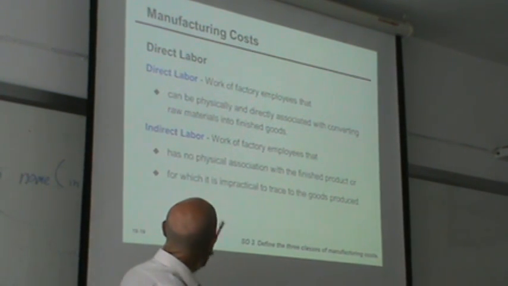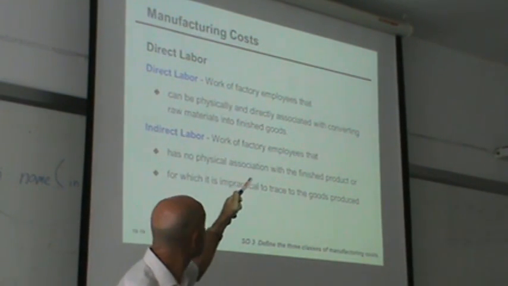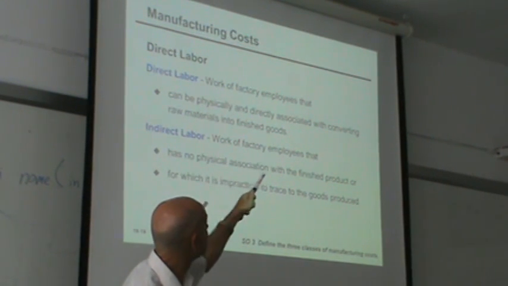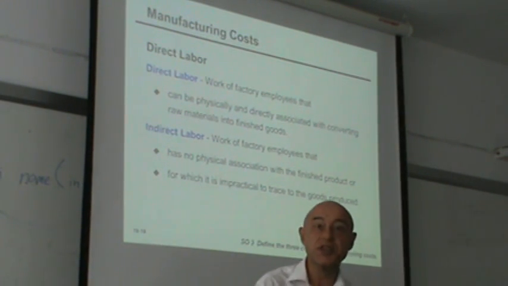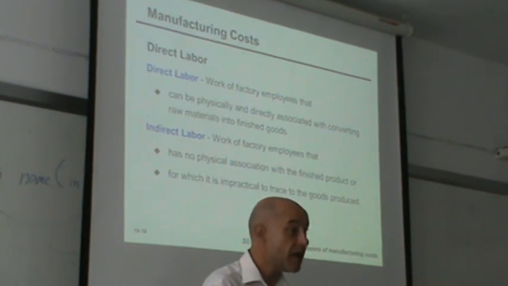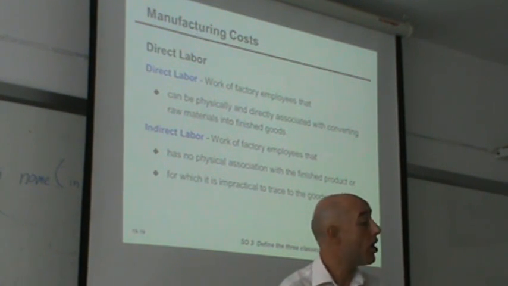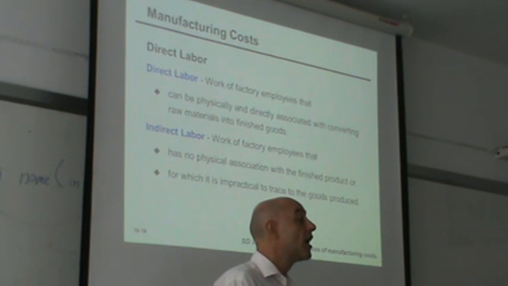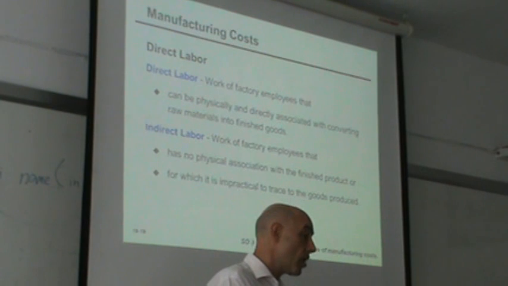Direct labor is work of factory employees, people that work, okay? It can be physically and directly associated with converting the raw material into finished good. So, when you go to a coffee shop, Starbucks, you have an employee, they spend, let's say, 3 minutes to make your coffee, okay? So, this is direct labor, okay? And it is associated with making your coffee.